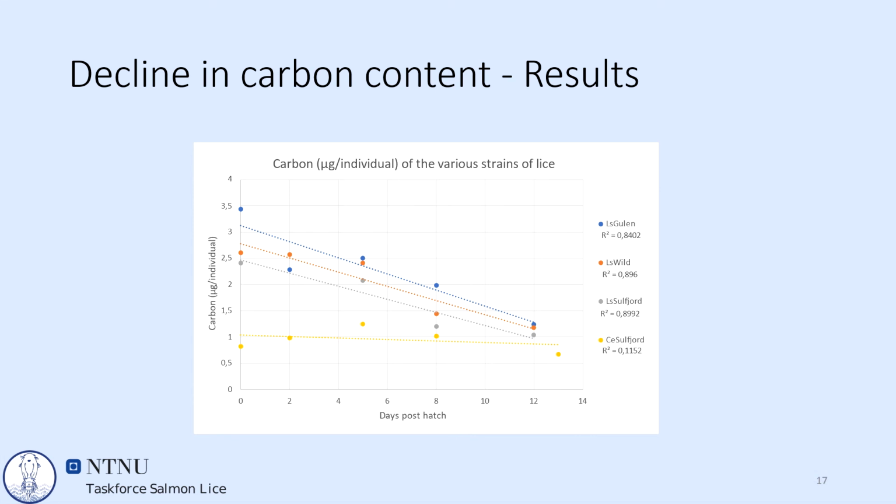But you can see that the samples for the Caligus elongatus look a bit strange, with this increase up until day 5 and then a decrease. And you can kind of see the same tendency for LS sulfur, with this flattening till day 5.